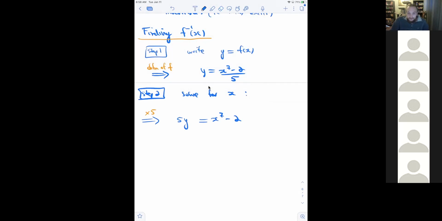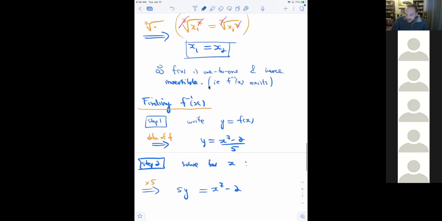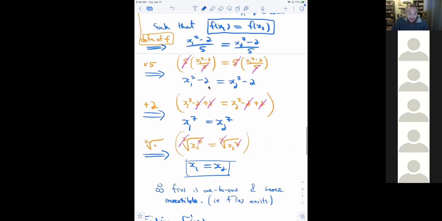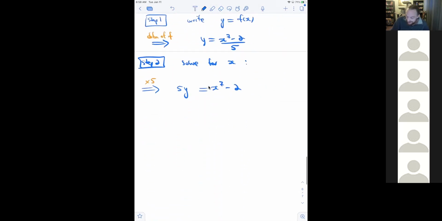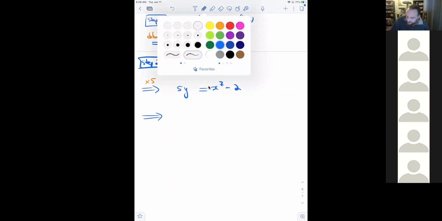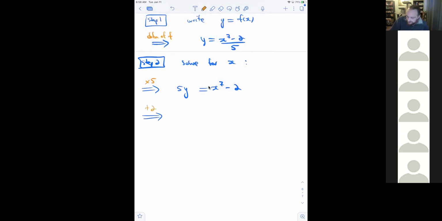Then what? Well, look at what I did to solve for the inverse, or showed it was 1 to 1. Now I want to add 2 to both sides, it looks like. So I will. This says 5y plus 2 is equal to x to the 7. The negative 2 and 2 will cancel on the right hand side, and we've added 2.